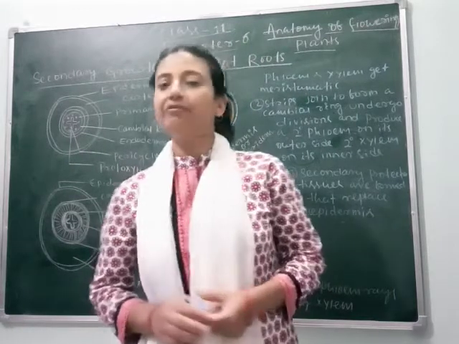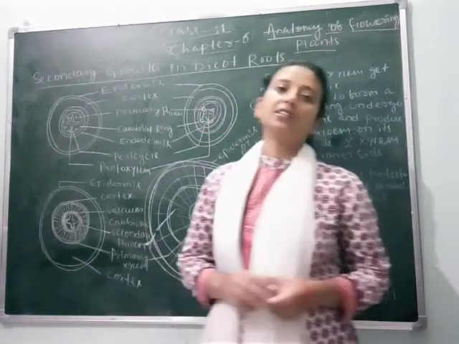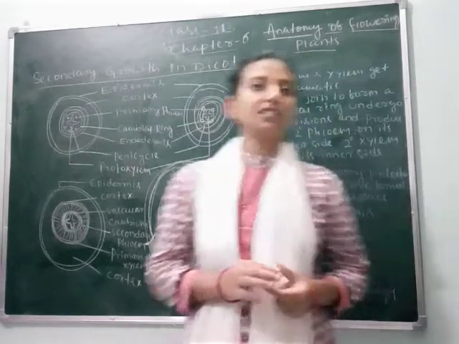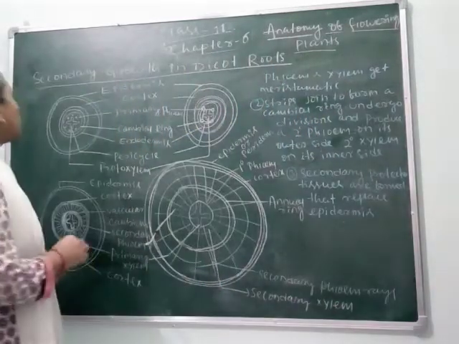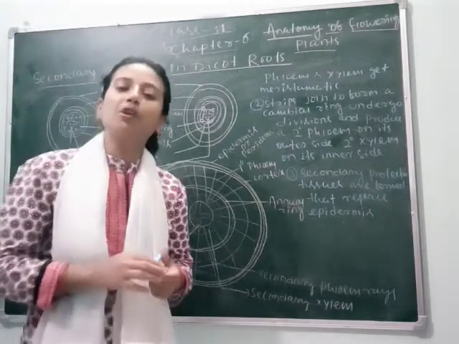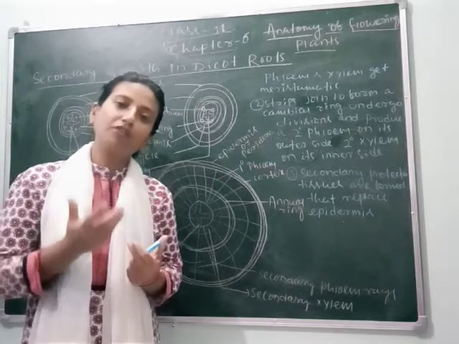And today we will continue our chapter 6 of class 11, that is anatomy of flowering plants. In our last class we have studied about secondary growth in dicot stems. In this class we will study about secondary growth in dicot roots.